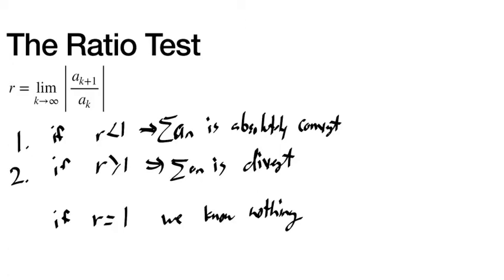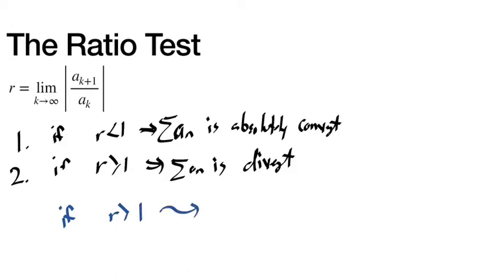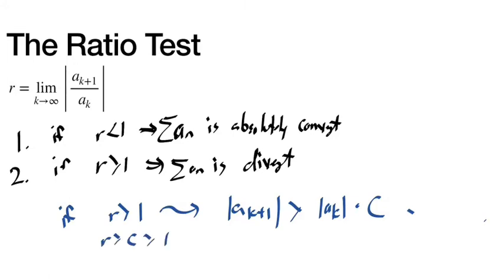Okay, so let's talk about how we might tackle this problem and how we might go about proving it. First, I want you to see that the second case ends up coming true pretty quickly, because if r is bigger than 1, then you eventually get a point where a_{k+1} is bigger than a_k. Since r is bigger than some constant bigger than 1, a_{k+1} is eventually bigger than a_k times that constant.